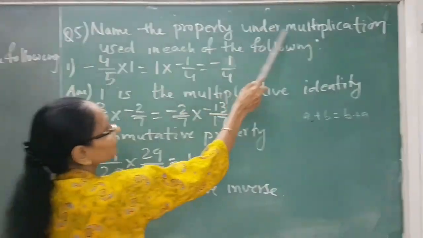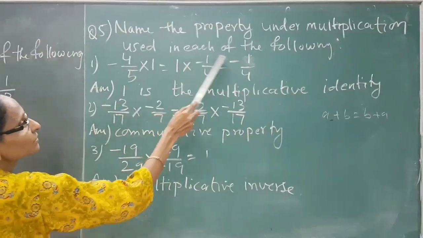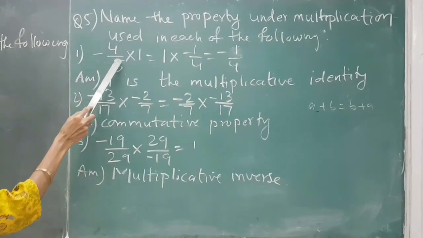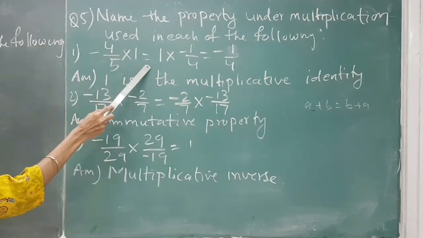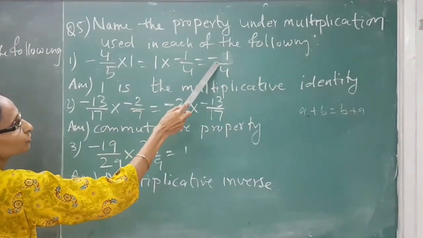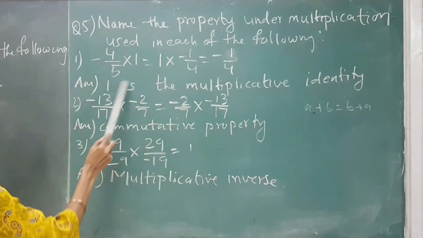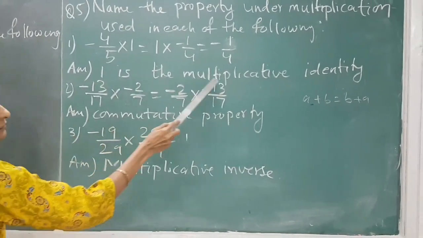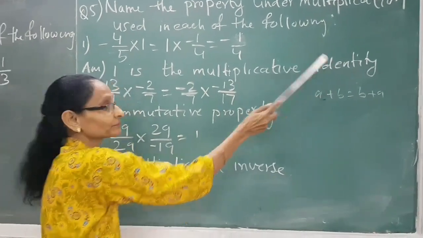Name the property under multiplication used in each of the following. In this first one, minus 1 upon 4 multiply 1 is equal to 1 multiply minus 1 upon 4 is equal to minus 1 upon 4. This is what? Identity element. 1 is the multiplicative identity.